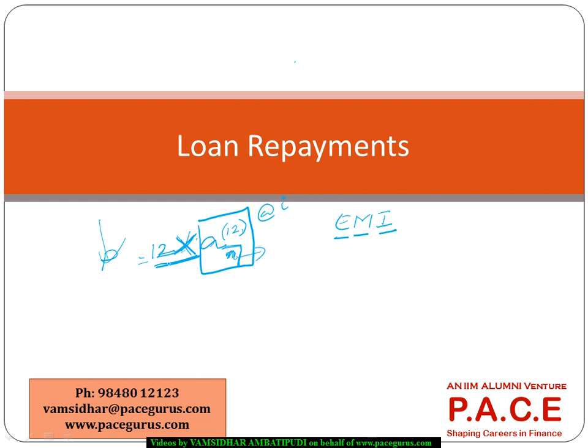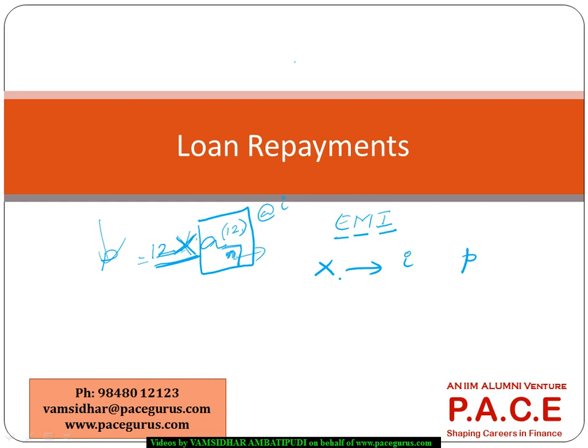So whatever the X I am going to find out, that X portion of it is the EMI that I have to pay in each of the periods. Now, along with that, there could be a few more elements here. Now, I know this X, but in this X, what is the interest portion and what is the principal portion?